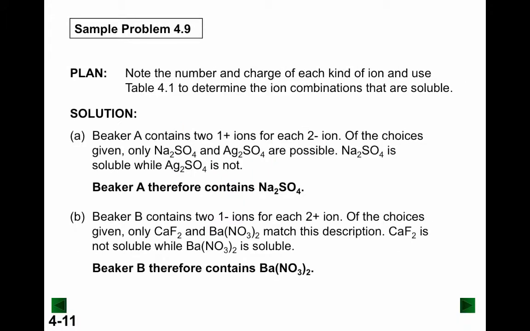Were you able to determine that the compound dissolved in beaker A is sodium sulfate and the compound dissolved in beaker B is barium nitrate? If not, please go back to the previous slide and determine which of the following compounds are soluble in water. If you determine a compound is not soluble in water, it cannot be the correct answer. Once you have determined which compounds are soluble, dissociate them into their ions and see which compound best matches the ions in solution.